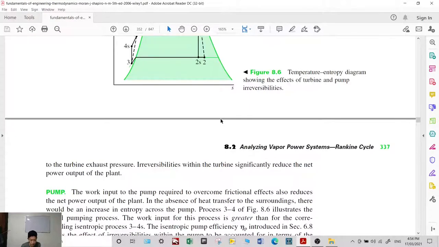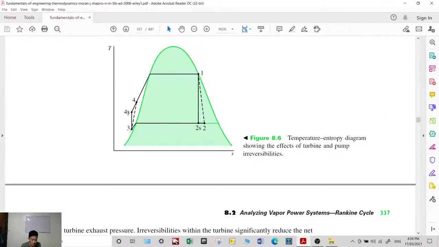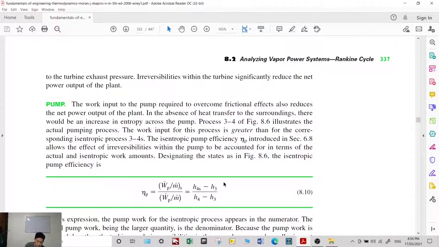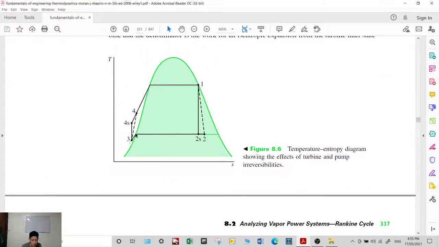Okay, for the pump, this is the pump work. The effect is that your pump work increases. Again, this is the isentropic pump efficiency. So this again is less than 1, because the actual work is greater for the pump.